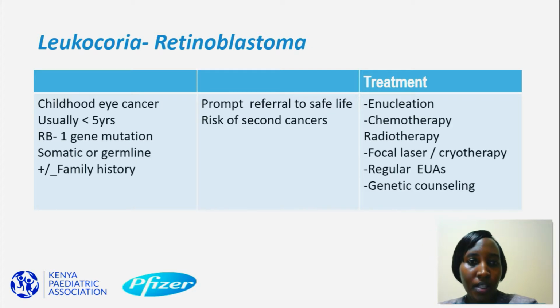Apart from the treatment itself, it's very important that the child undergoes regular examinations under anesthesia, because once retinoblastoma develops, there can be a risk of getting other tumors. And also genetic counseling is very important, because the offspring of the patient may later in life also get retinoblastoma, and the siblings, especially where there's a family history, may also get retinoblastoma.